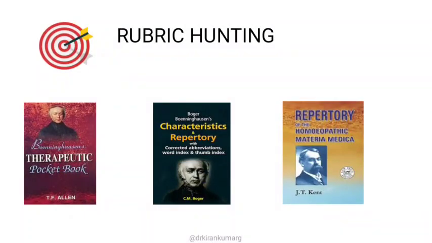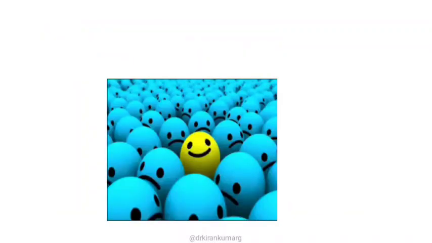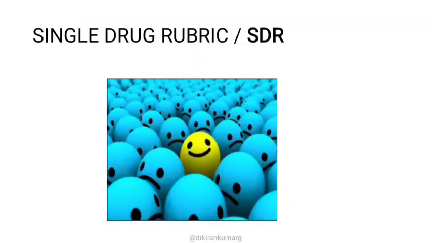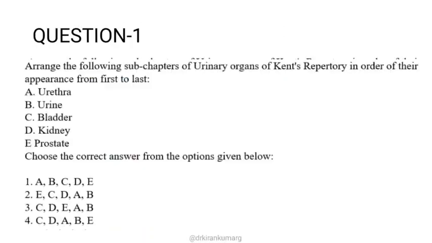Rubric hunting is one area of focus, whereas the second area is single drug rubrics from various chapters. It can be mind, or generalities, or other parts of the body. Based on the examiner's interest, they may ask questions to identify the single drug rubrics in all three basic repertories like BTPB, BBCR and Kent repertory. Okay, so let's move on to the first question.